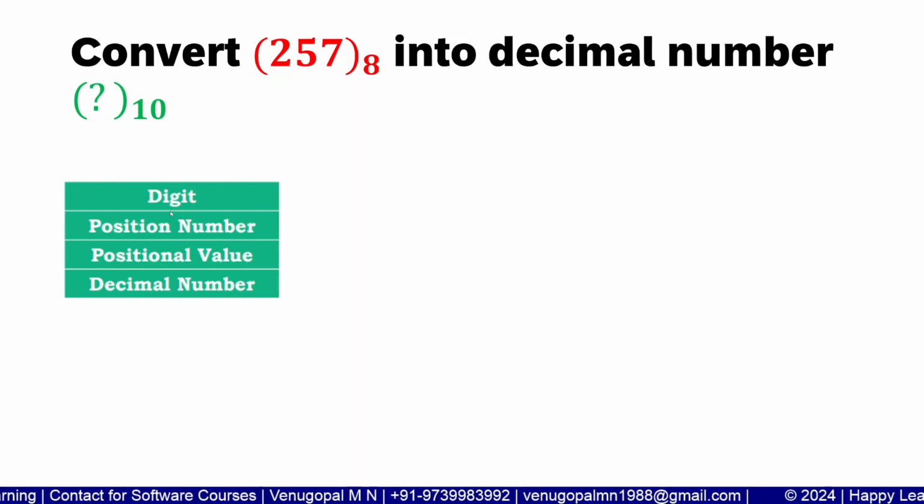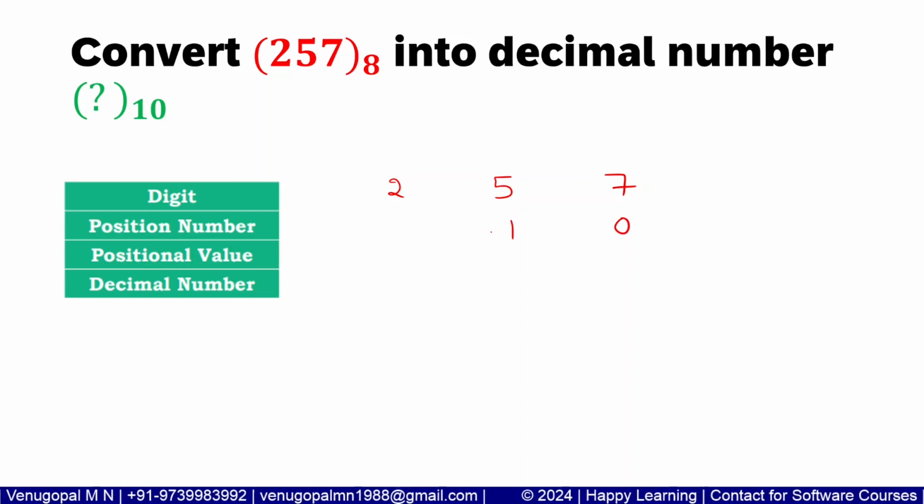decimal number. So write down the digits, 257. What is the position number? This is 0, this is 1, and this is 2. This starts with 0 position, first position, second position. This is the given digit. Okay, 257 is there over here, right? That is exactly the same as this. So now I have given the positional numbers 0 1 2.